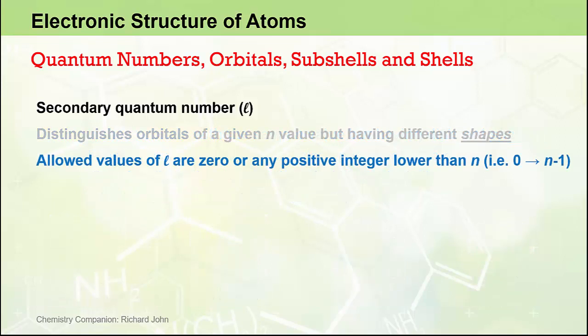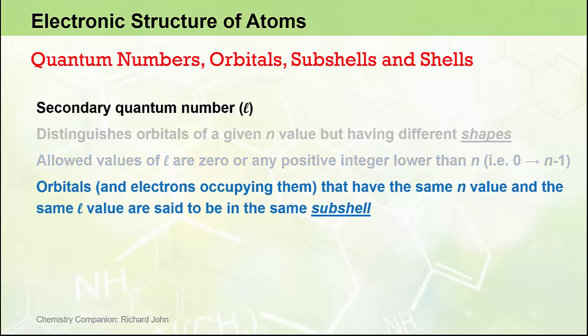For example, the allowed numerical values of L range from 0 up to any positive integer that is lower than n. In other words, 0 up to n minus 1. So the values of L will actually depend on the values of n. And that will become clearer a little later on when we see a visible or pictorial representation of orbitals, subshells, and shells.